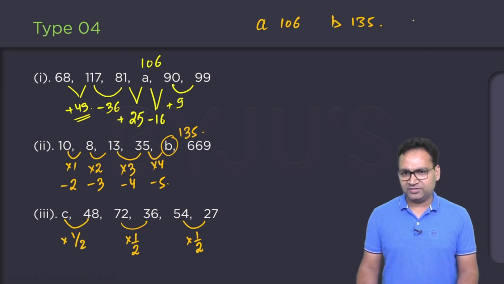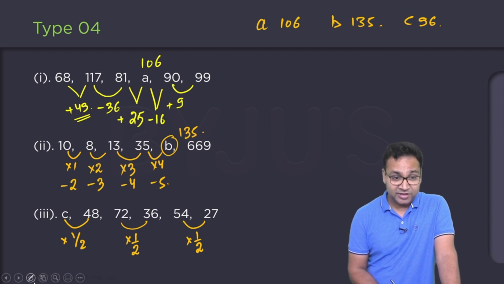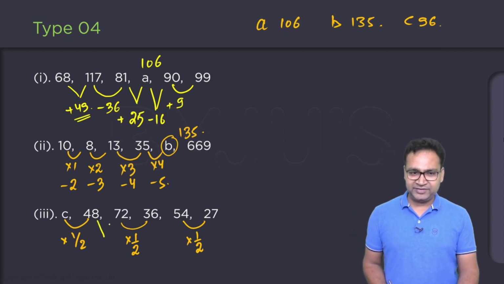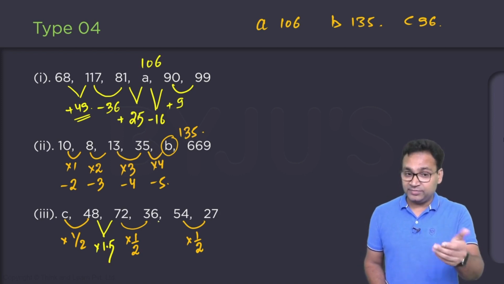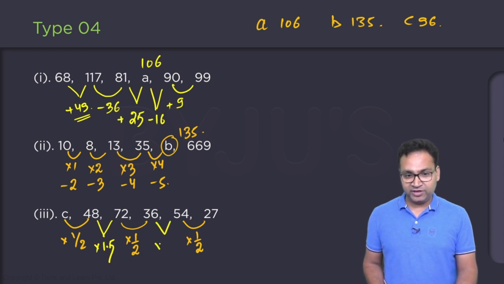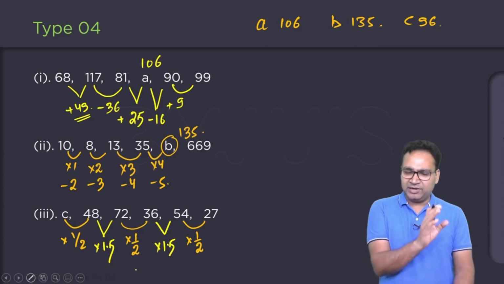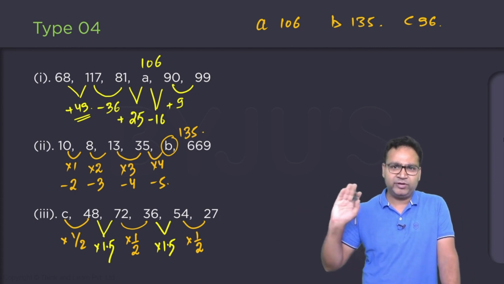What does it mean? The value of C is 96. If you want to further validate, look at this 48 and 72. Can I say this is into 1.5? 48 plus 24, 48 plus half of 48. So seems like into 1.5, into 1.5. So it is an alternate series, and multiplying by half, 1.5, half, 1.5, half, 1.5.